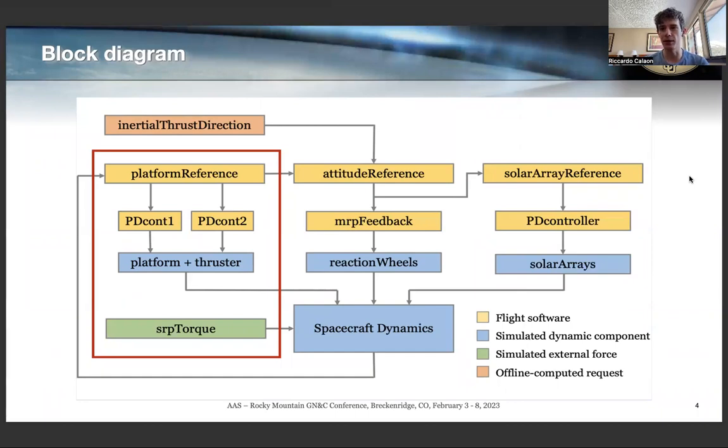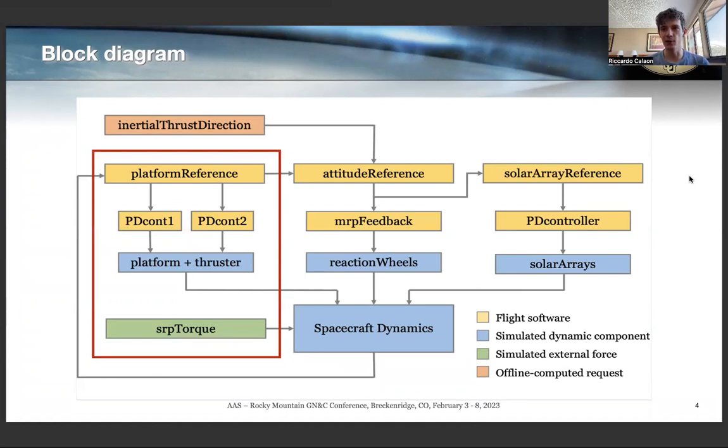This impacts the spacecraft dynamics in 2 ways. First of all, because the platform and thruster have their own mass, their motion exchanges torques with the spacecraft hub. Also, the change in the direction of the thruster, whether it's aligned with the spacecraft center of mass or not, can produce forces and torques on the whole system. SRP torque is acting on the system as a whole.